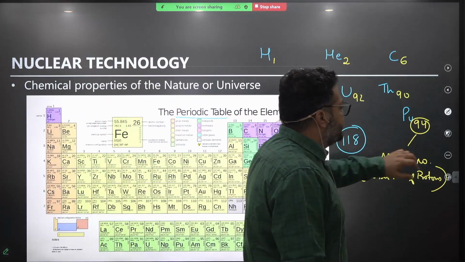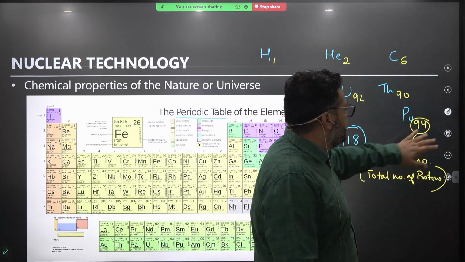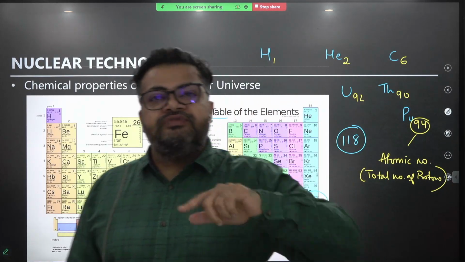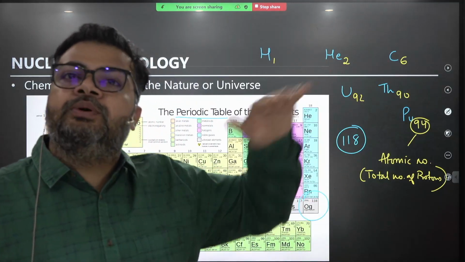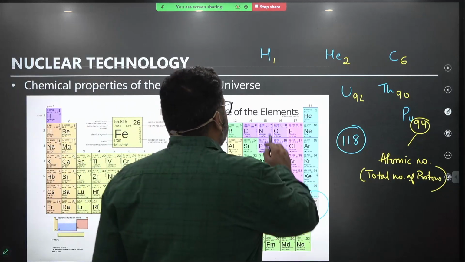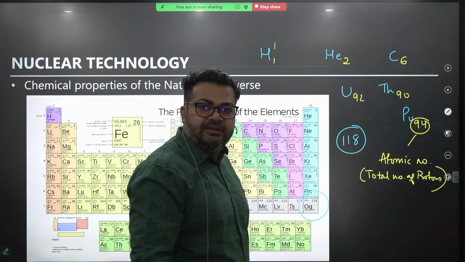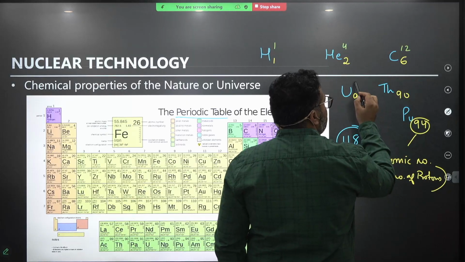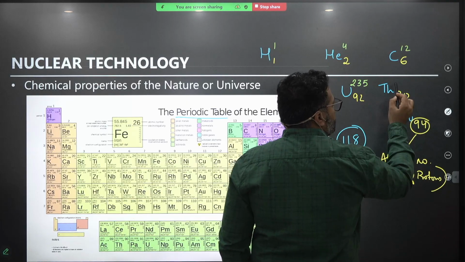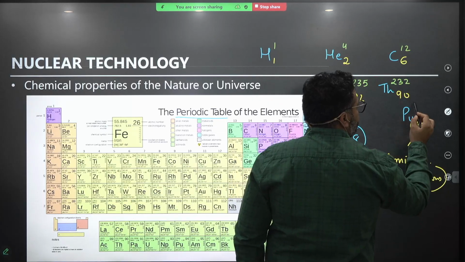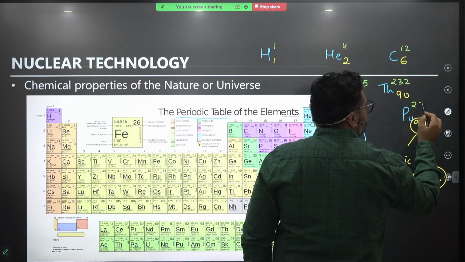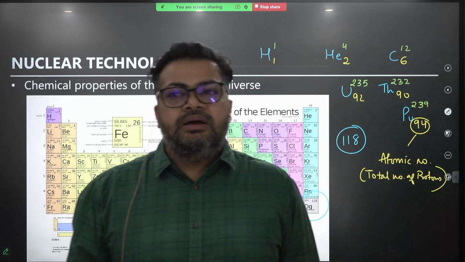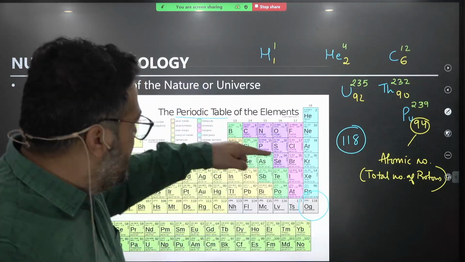Then guys, apart from this number that we write in the lower corner, there is one more number that we write, and that number we write in the upper corner of the atom. Above hydrogen, we write the number 1 again. For helium, we write 4. For carbon, we write 12. For uranium, let's take 235. For thorium, let's take 232. And for plutonium, let's take 239. These are the numbers that we write on the upper corner.